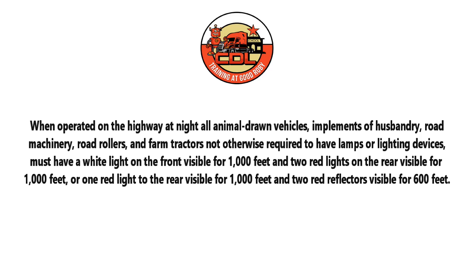When operated on the highway at night, all animal-drawn vehicles, implements of husbandry, road machinery, road rollers, and farm tractors not otherwise required to have lamps or lighting devices, must have a white light on the front visible for 1,000 feet and 2 red lights on the rear visible for 1,000 feet, or 1 red light to the rear visible for 1,000 feet and 2 red reflectors visible for 600 feet.